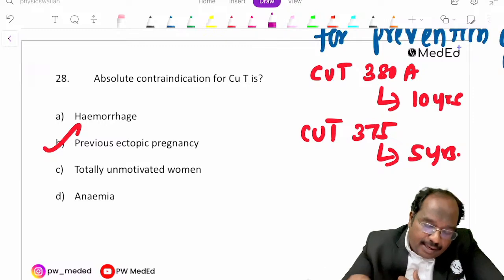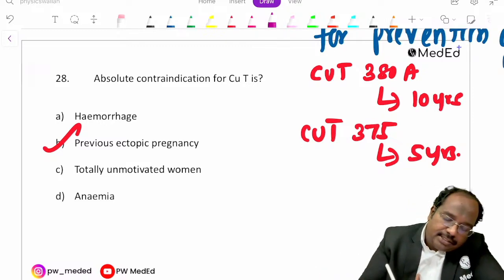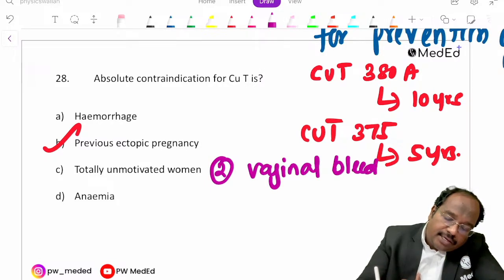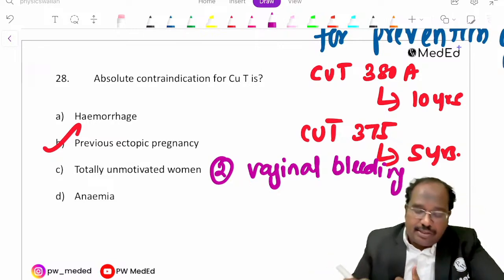What are the other contraindications? The second absolute contraindication is vaginal bleeding of unknown etiology. Okay, vaginal bleeding of unknown etiology. Okay, fine.